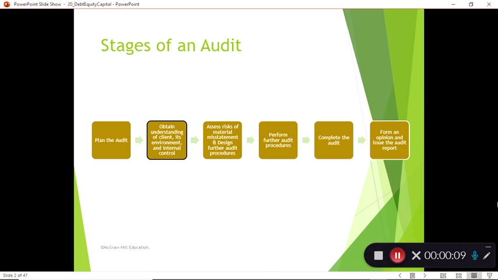And just like before, we start off with the stages of the audit, and we're basically trying to apply these stages to each transaction cycle we encounter. And so we're obtaining the understanding, assessing risks, performing the audit procedures.